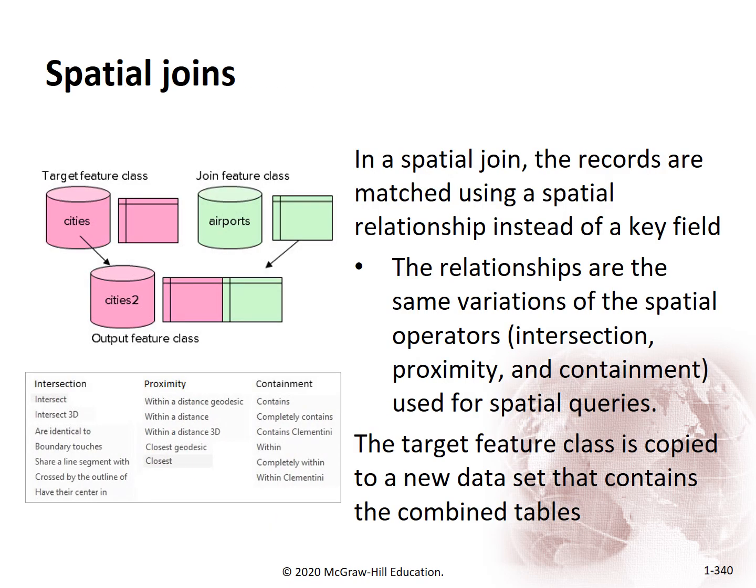Spatial joins. Data at one location from one data set, data at the other location from the other data set, joins it up based on location. Typically off of proximity or containment. If you're looking for a definition, that would be on a matching sort of question. Spatial join, the records are matched using a spatial relation step instead of a key field.